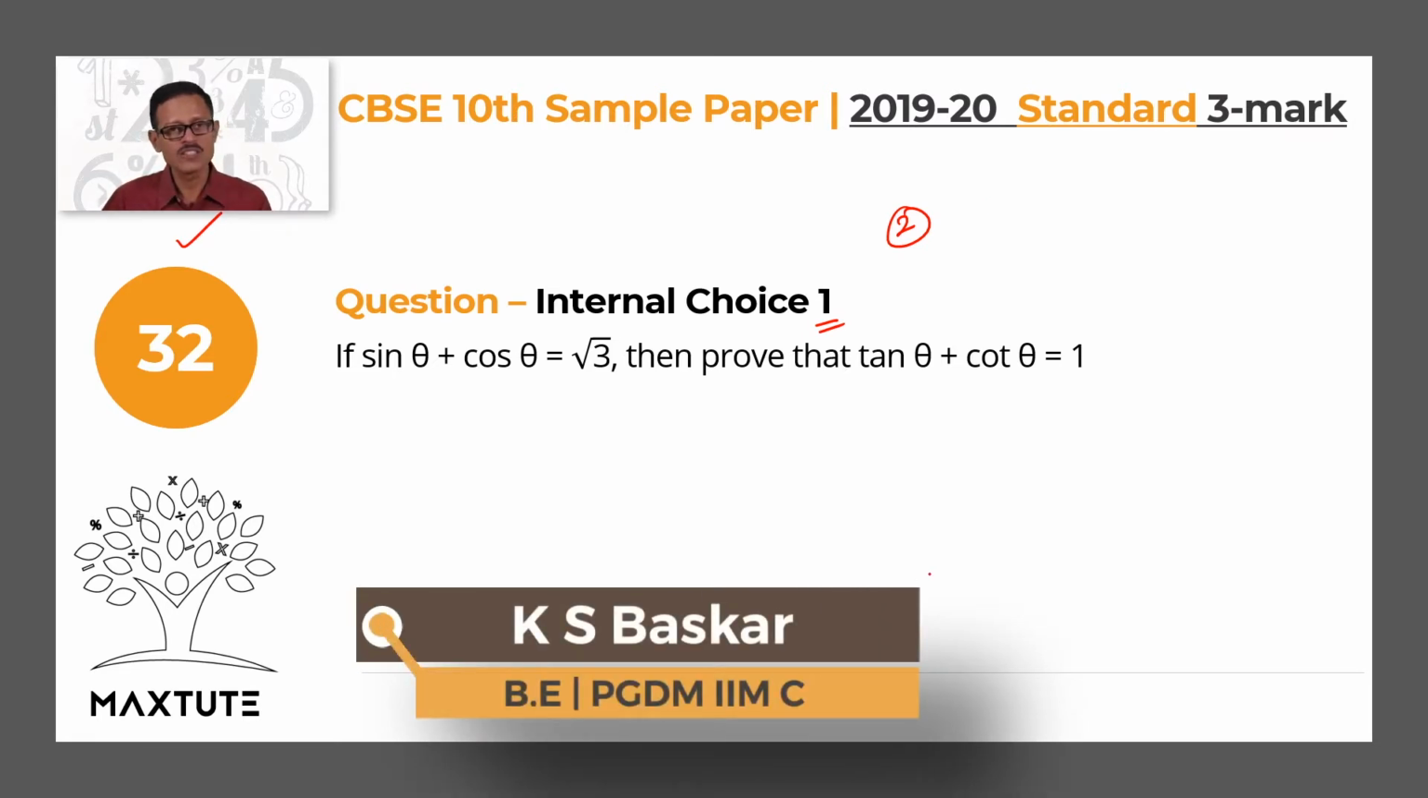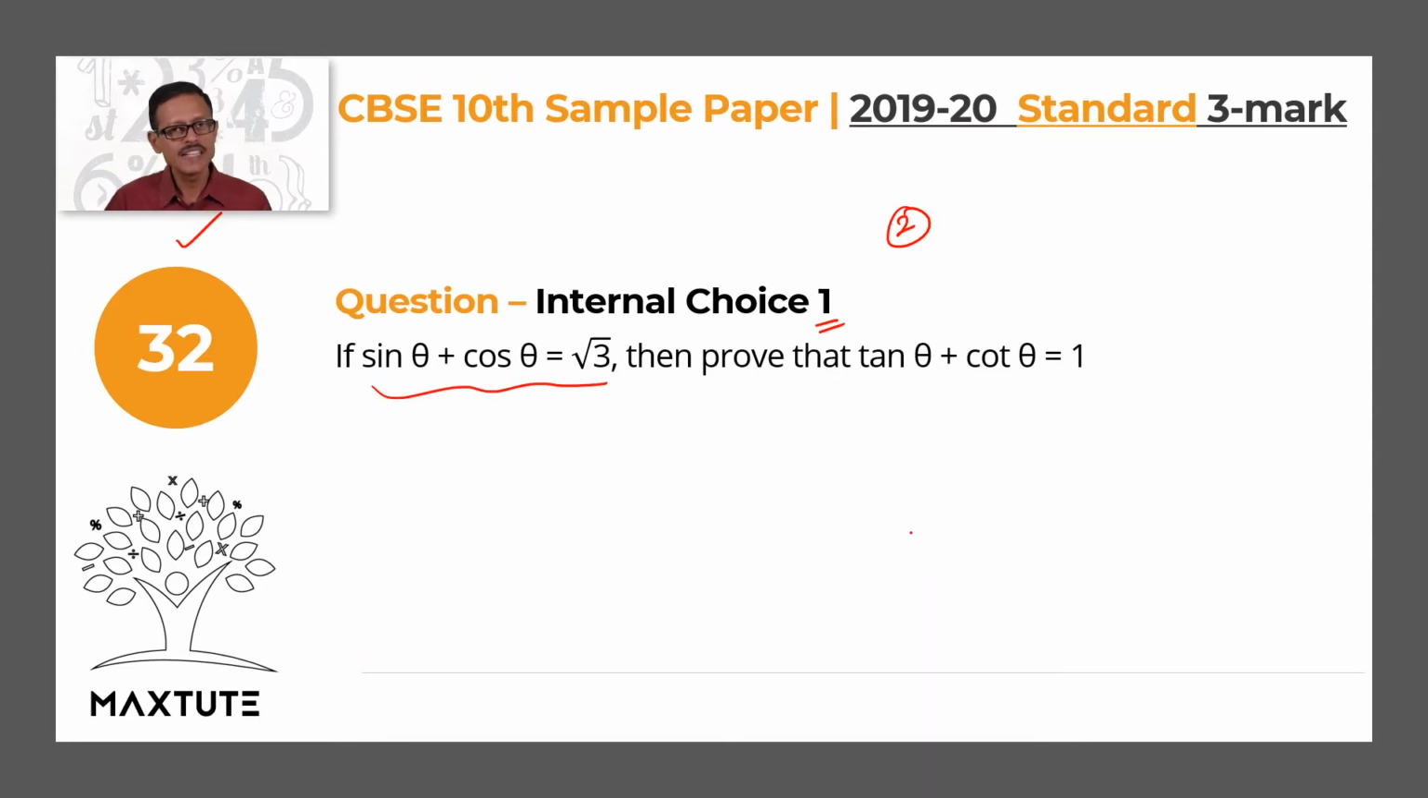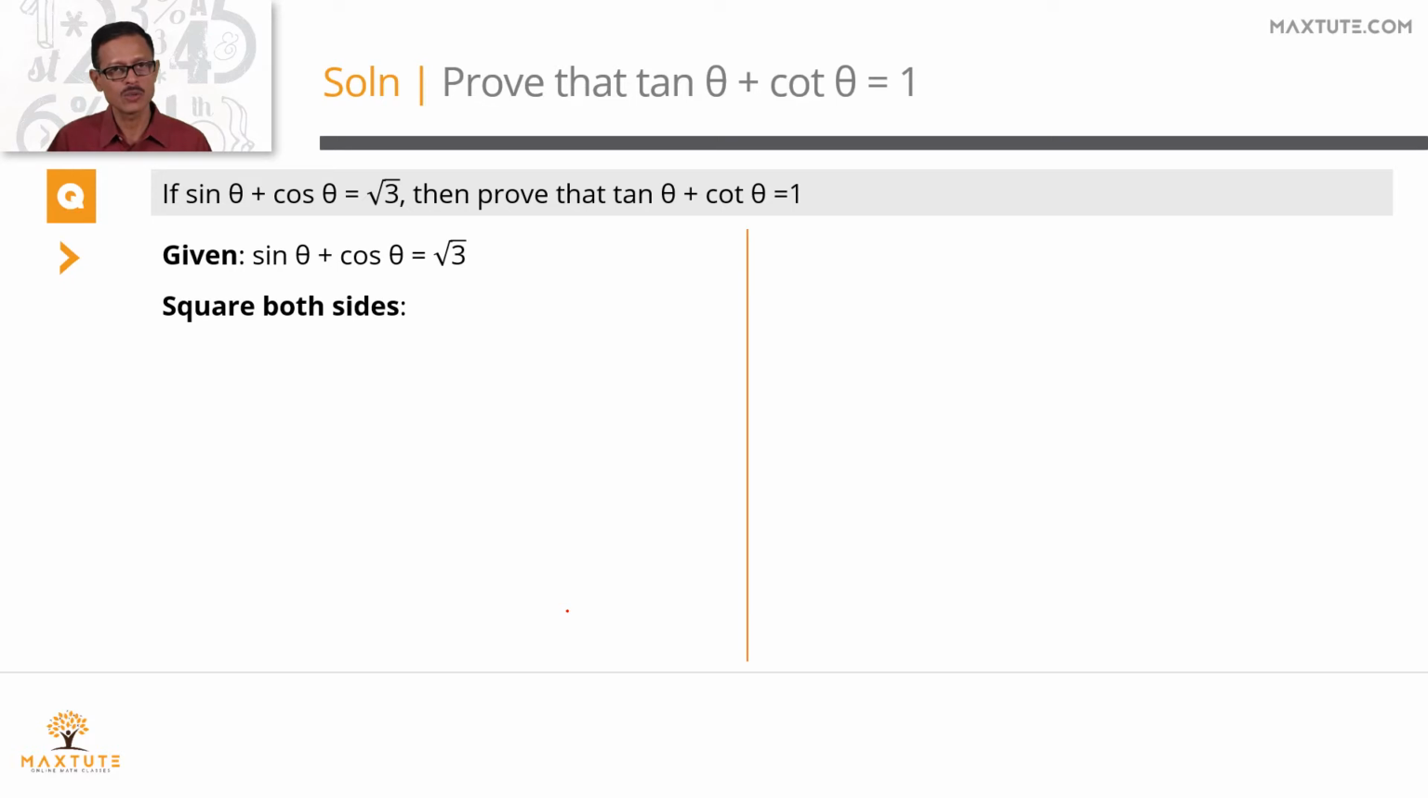If sin theta plus cos theta is equal to root 3, that's the information given to us. What we need to prove is that tan theta plus cot theta is equal to 1. Let's try and make sense out of this. We know a very popular trigonometric identity with sin theta and cos theta: sin square theta plus cos square theta is equal to 1. To get there, we'll square both sides of this given information.